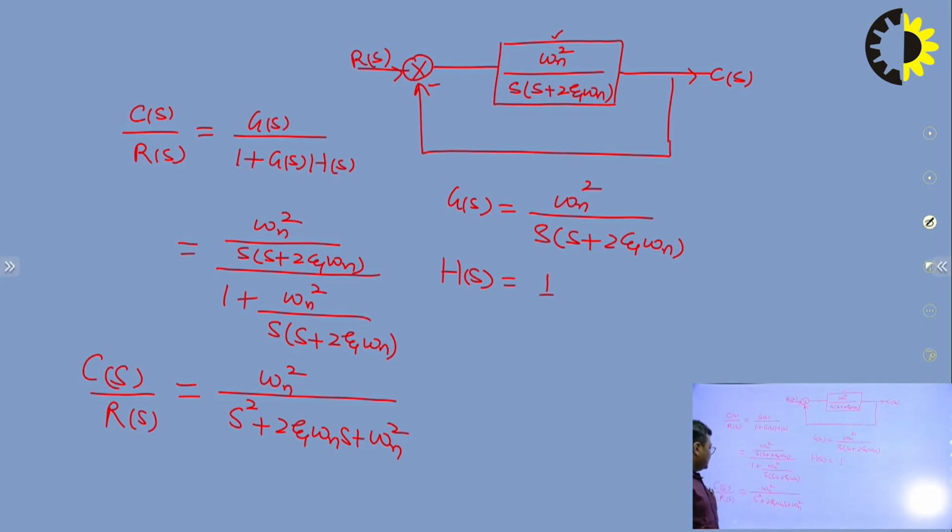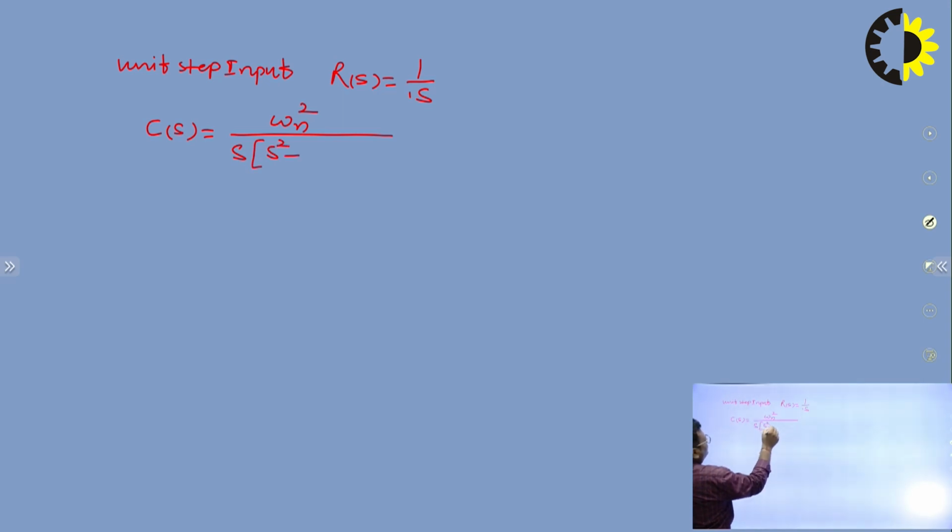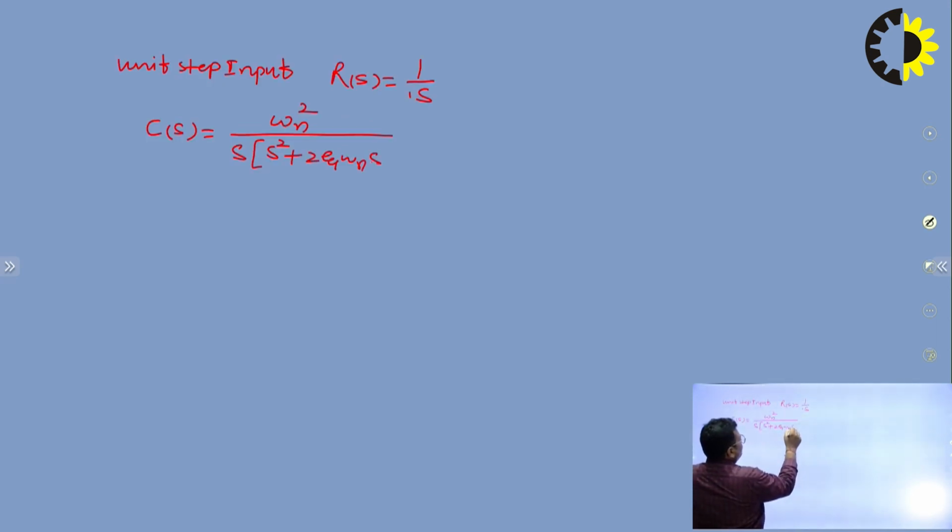Now we will try to find this C(s) in the form of c(t) if R(s), that is the input that we are applying, is the unit step input. Then we will find the response of the system c(t). If the input is a unit step, then R(s) will be 1 upon s. So we will have C(s) is equal to omega n square divided by s into s square plus 2 zeta omega n s plus omega n square. Here we have put R(s) equal to 1 upon s.